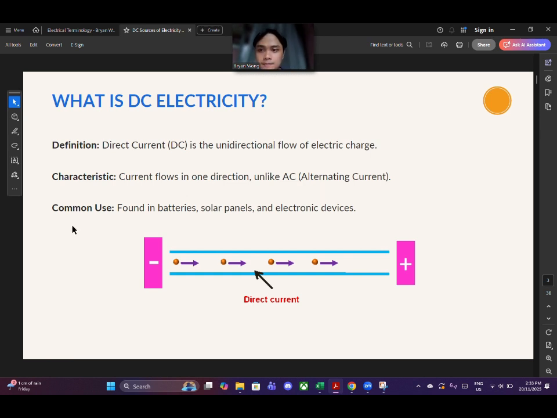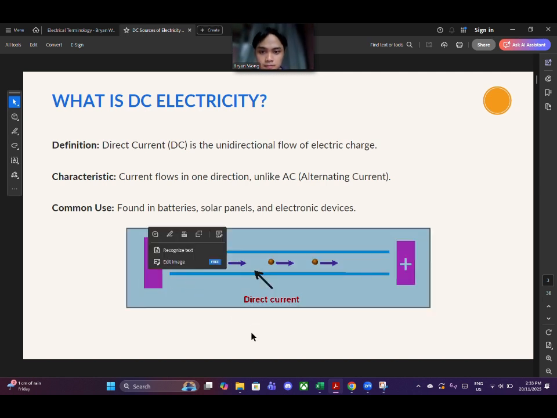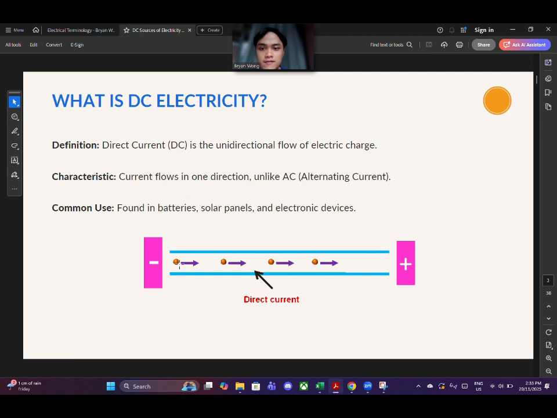Remember. So what is the common use of DC electricity? The common use of DC electricity can be found in our daily lives, for example in batteries, solar panels and electronic devices like our mobile phones. As you can see based on this image, for your easy understanding, DC electricity moves in only one direction, from negative to positive.